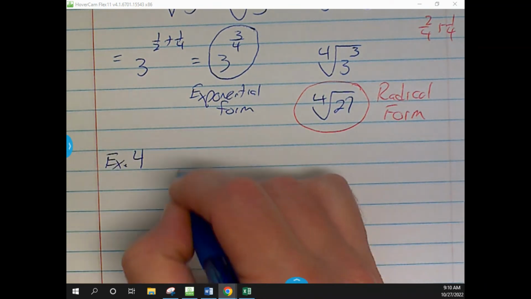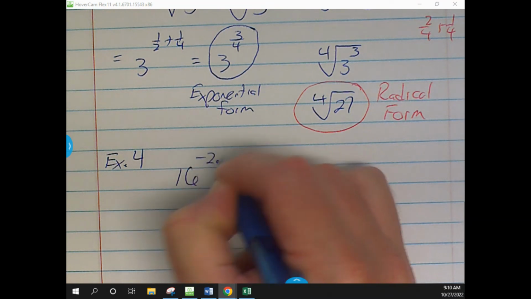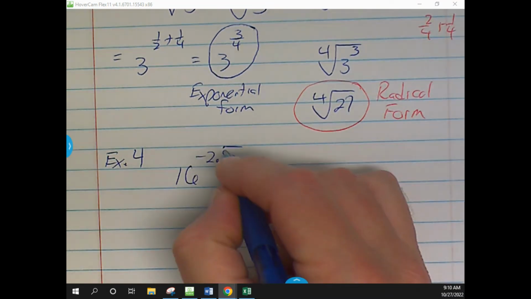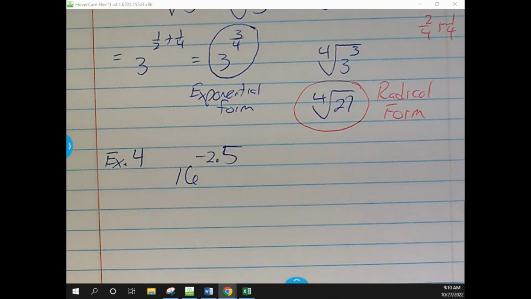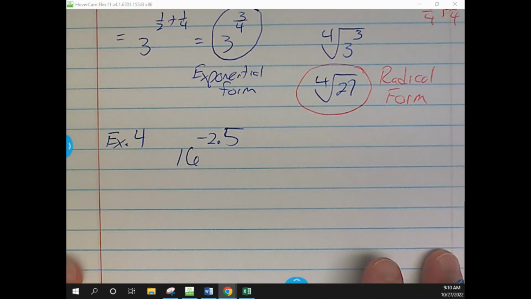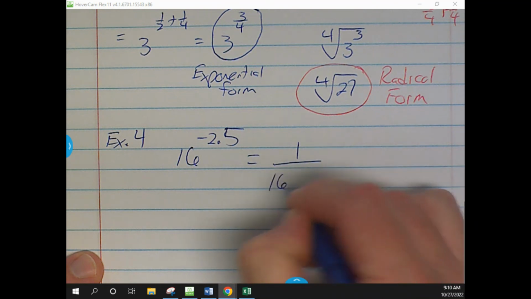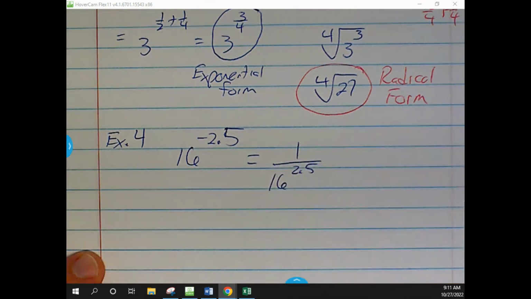All right, so let's go 16 to the negative 2.5 power. My first thought when I'm doing this one, anytime I've got a negative exponent, before I do anything at all, I'm going to go ahead and rewrite it as 1 over 16 to the 2.5 power. Go ahead and fix the negatives first, because I always tell people, fix the negatives first. Get that part out of the way so then you're not worried about anything else.